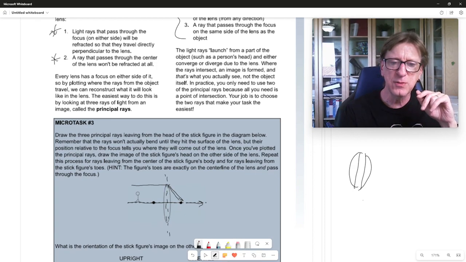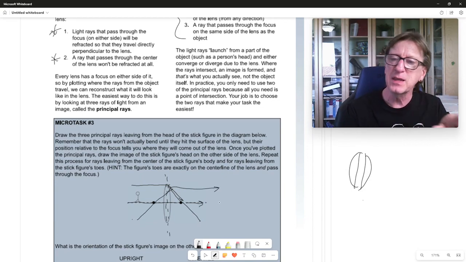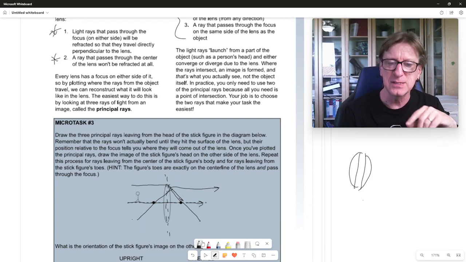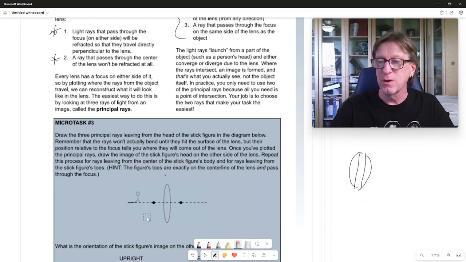Then it's going to get refracted through the focus, or equivalently, if it's coming through the focus, then it's going to come out parallel. And that can be in either direction. I've drawn it on this side simply because that's where our dude is, our object that we're going to use to project our image from this.